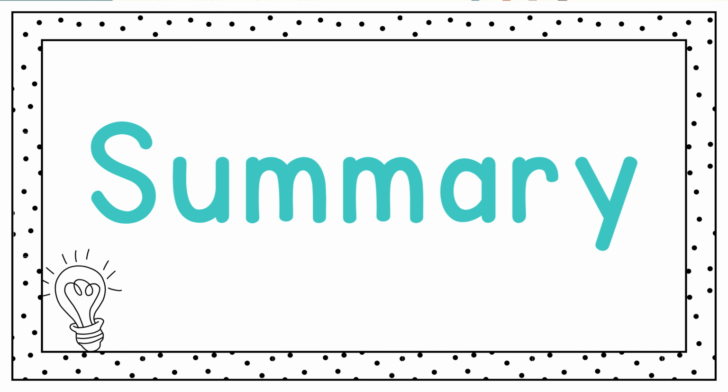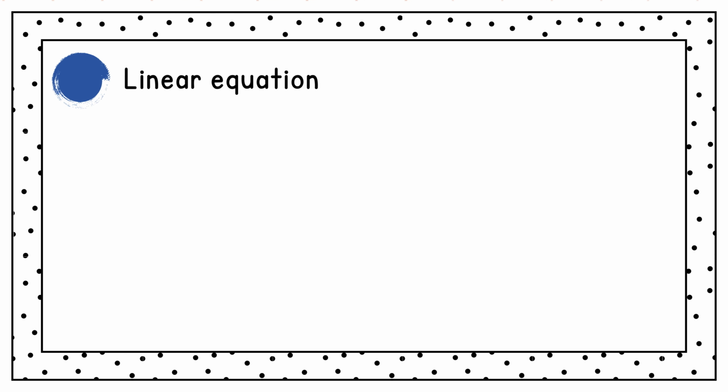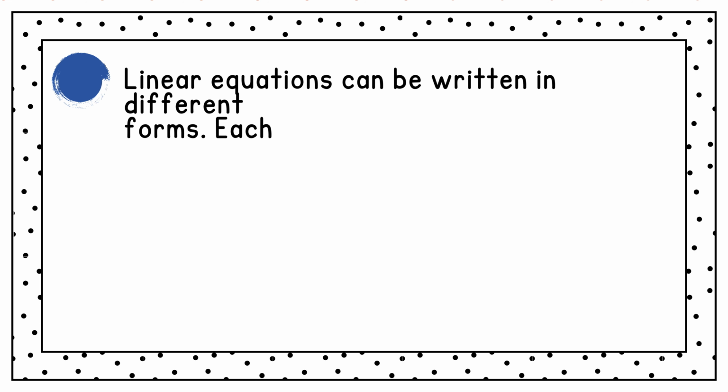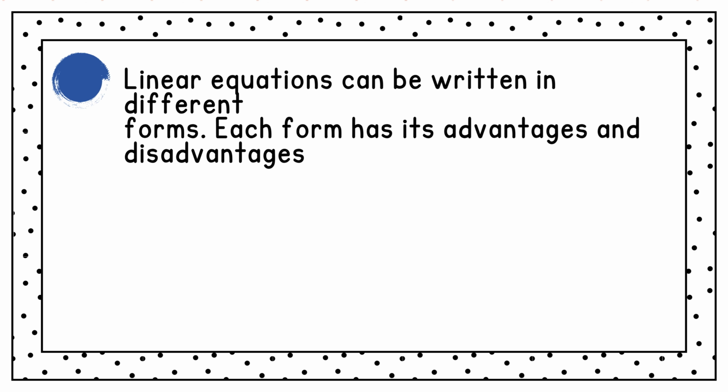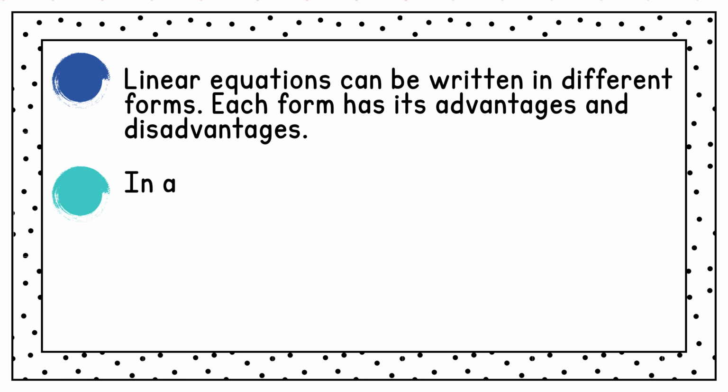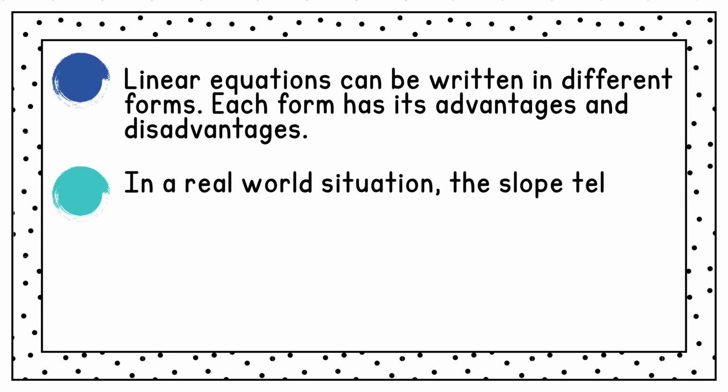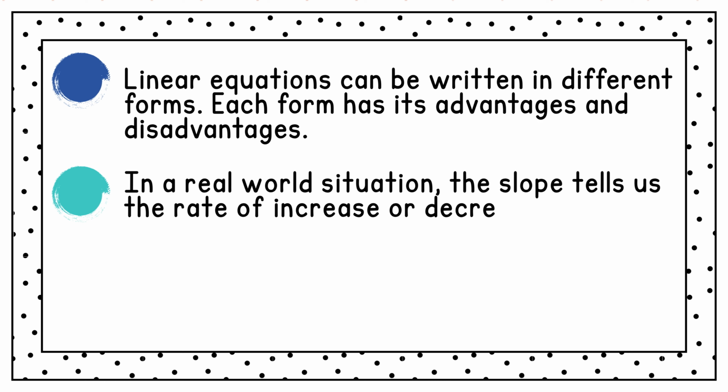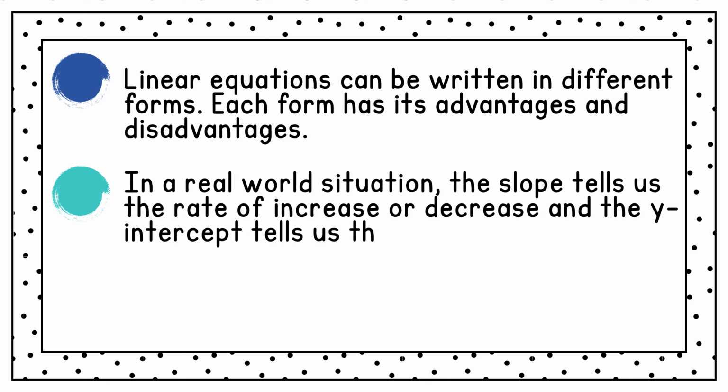Let's recap what we've learned. Linear equations can be written in different forms. Each form has its advantages and disadvantages. In a real-world situation, the slope tells us the rate of increase or decrease, and the y-intercept tells us the initial starting point.